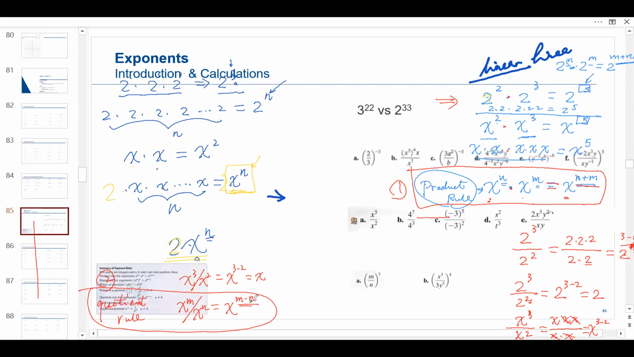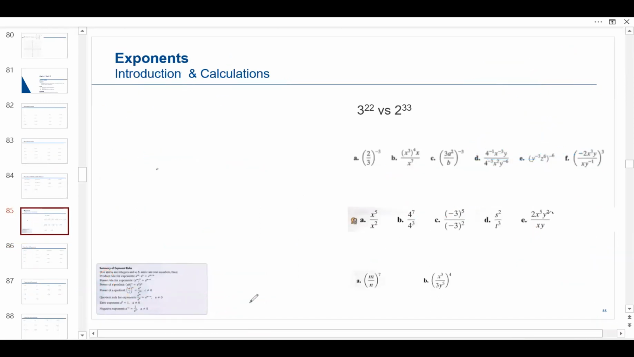All right, so I'll summarize here. First, x power m times x power n equals x power m plus n, right? When we divide, it becomes minus, right? Top minus bottom. Okay. The third one, let's see the power rule.